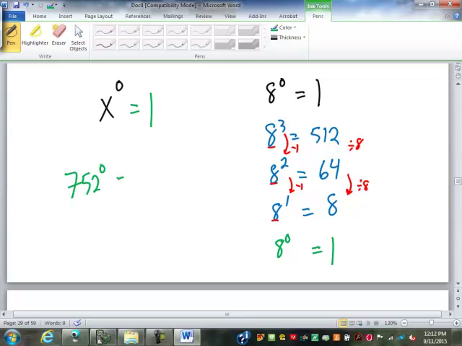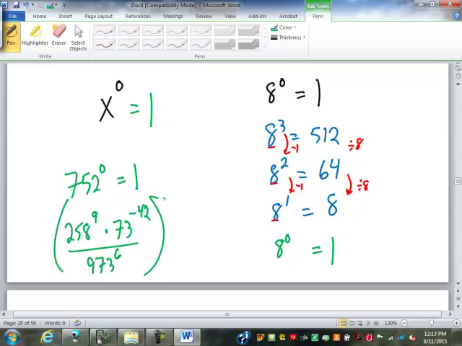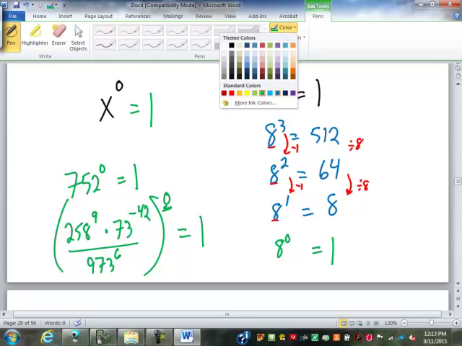752 to the power of 0 is 1. I used to do this one on quizzes until I realized it was no longer safe for me to go in the parking lot. That is 1. Doesn't matter what all this is, it's the power of 0. It's 1. Anything to the power of 0 is 1.